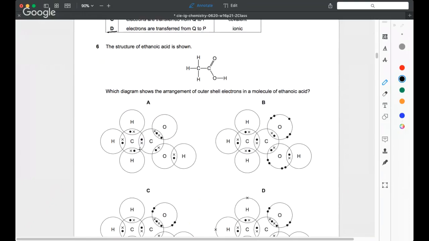Okay, question 6. This is a simple question, I think. So we have 3 single bonds between carbon and hydrogen, and a single bond between carbon and carbon, just as in this structure diagram. Okay, and there's a single bond between carbon and oxygen, a single bond between oxygen and hydrogen, and a double bond between carbon and oxygen. So A is the right answer.